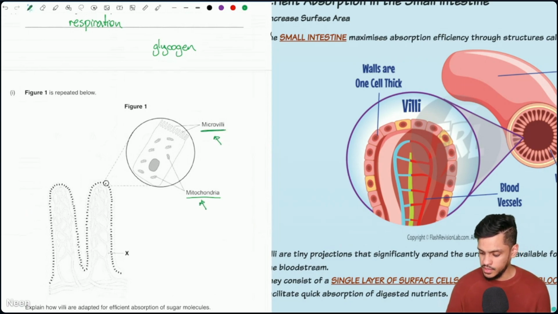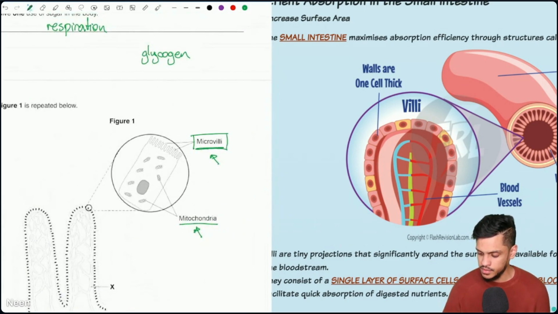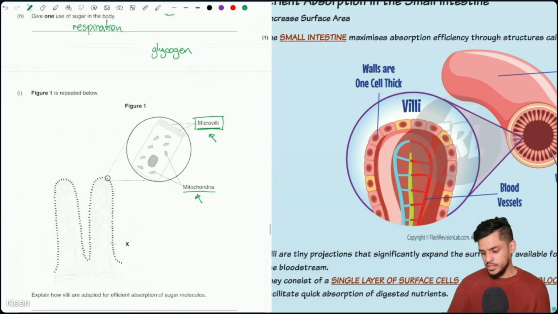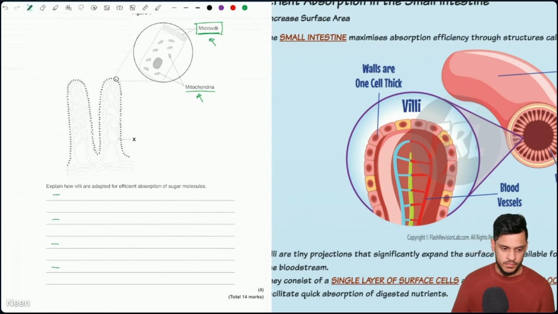And they say that each villi have these microvilli sticking out of it. What do you guys think you can say here for these diagrams? 4 marks. Let's try and write 4 points here. So we should probably mention the stuff that they're talking about here. So let's talk about mitochondria. Why would we need mitochondria? And what can we say about the microvilli? And then what else can we say? Try and think about that.